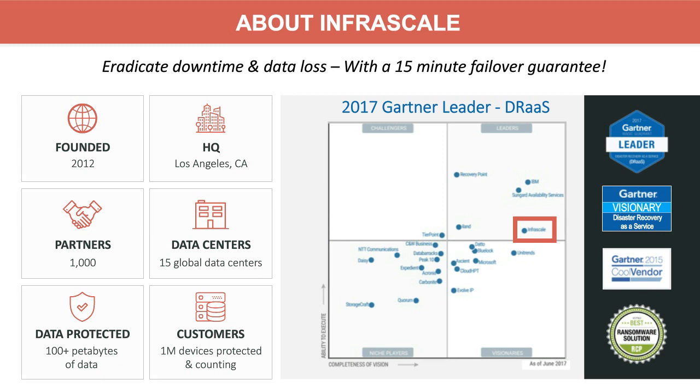Here at Infrascale, we were founded in 2012. We are headquartered in Los Angeles, California, and we currently have over 100 petabytes of data protected across our global grid. If you take a look at the right-hand side here, I did make a quick mention of this, but didn't share the details or show the magic quadrant. But our approach is essentially gaining a lot of momentum, right? So I mentioned that we were a 2017 leader in the Gartner DRaaS Magic Quadrant.